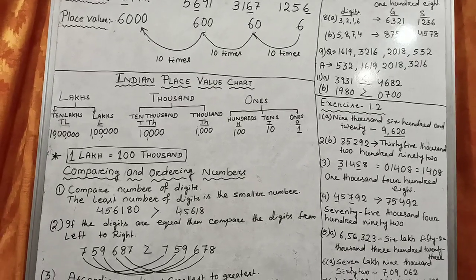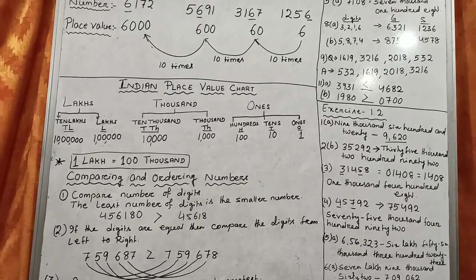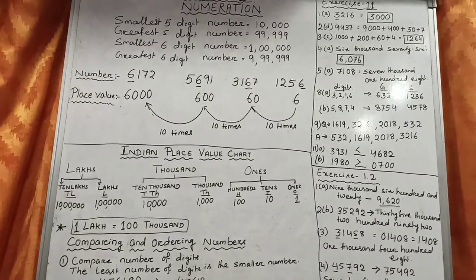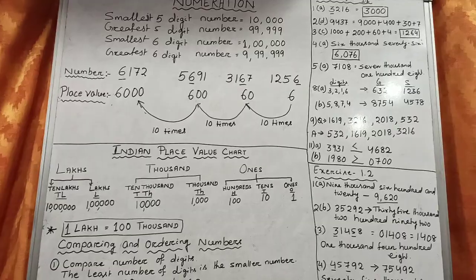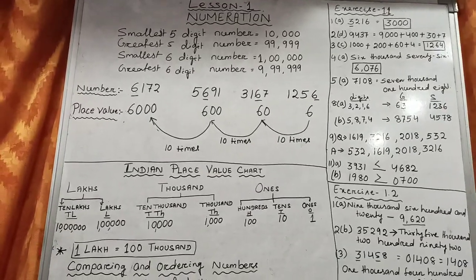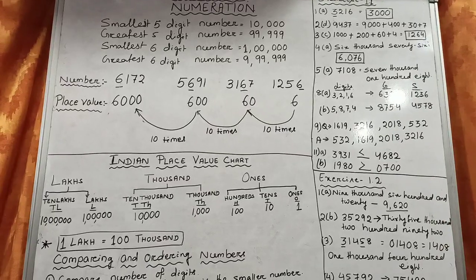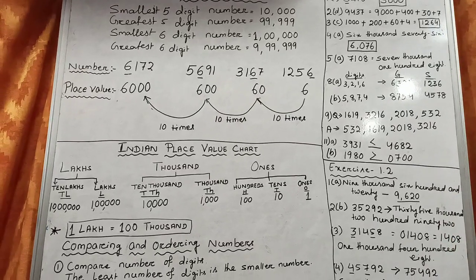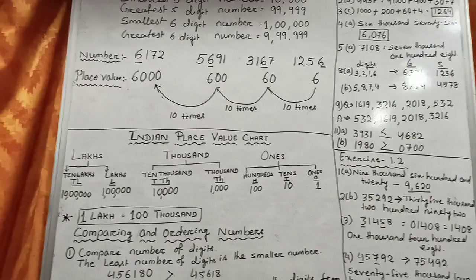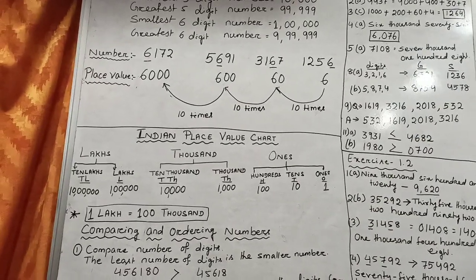Then question number 10. Write the following numbers in decreasing order. So in case of descending or decreasing order, you have to write first the largest, then largest to smallest. Question number 10 you can do yourself. Largest to smallest you have to arrange.